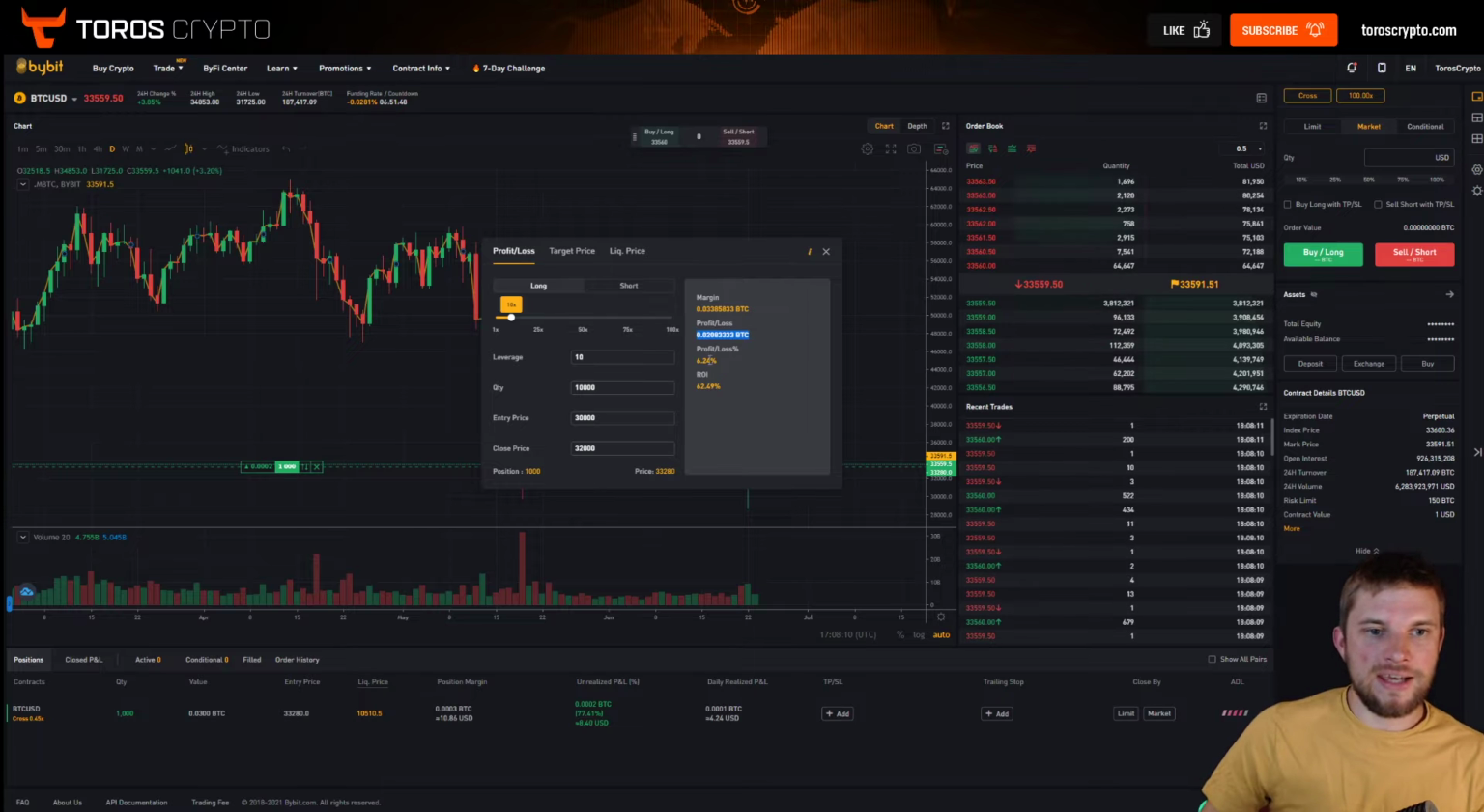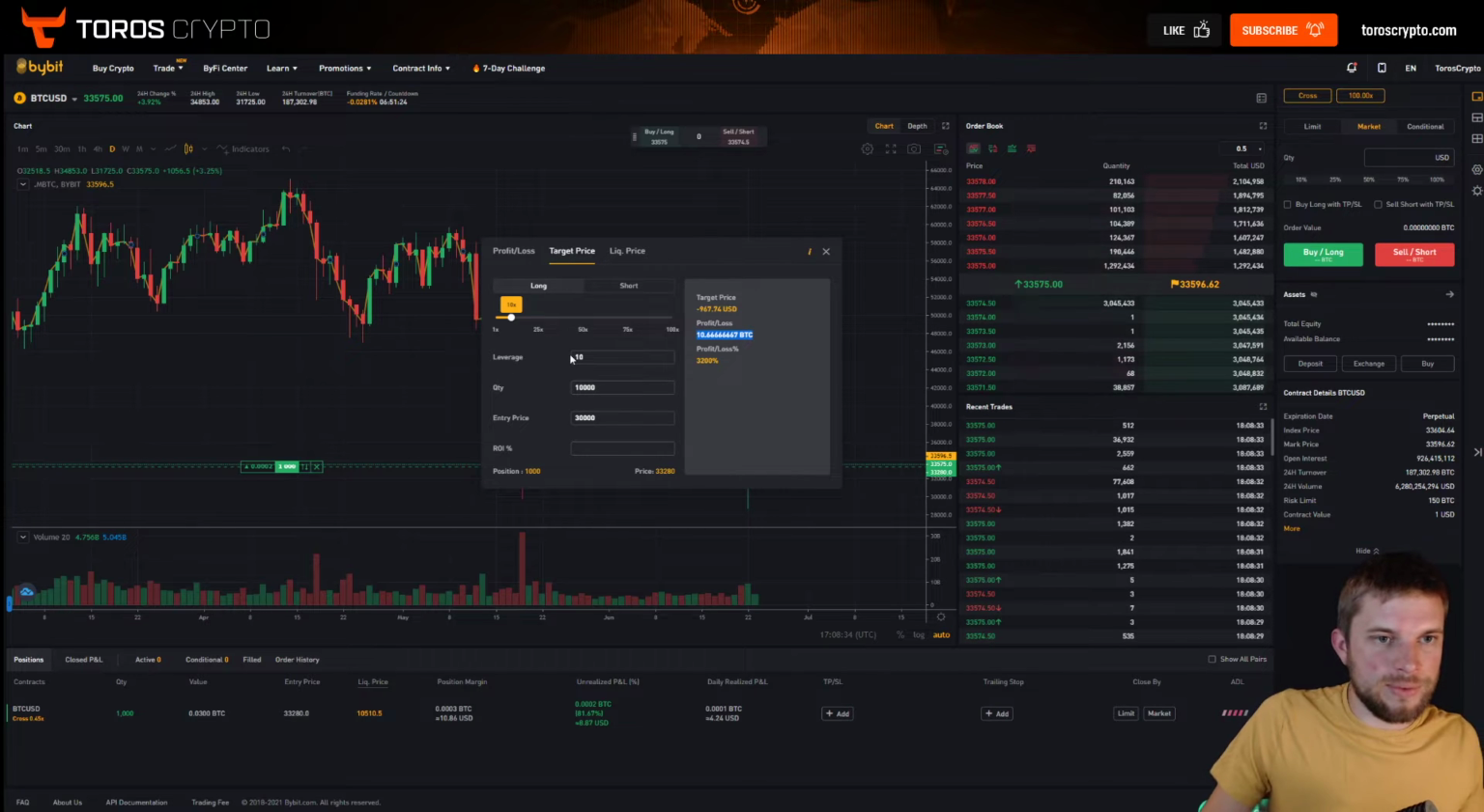Okay, so you can see here that I receive a 6.24% profit. My return on investment, because I'm using 10x leverage, would be 62.49%. All right, so that's the way you can calculate this. Then we go and look over here, and we can look at target price.